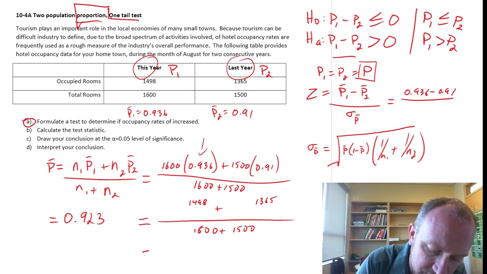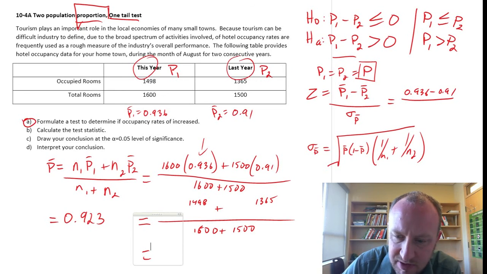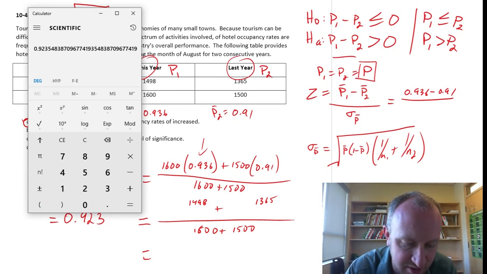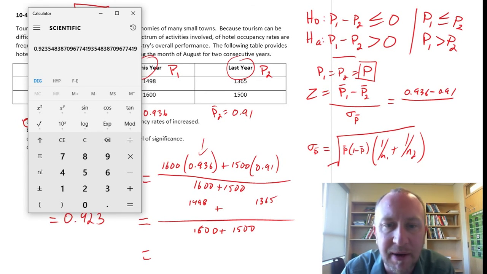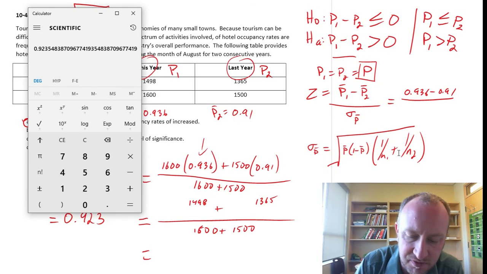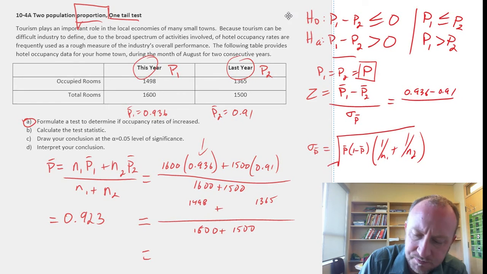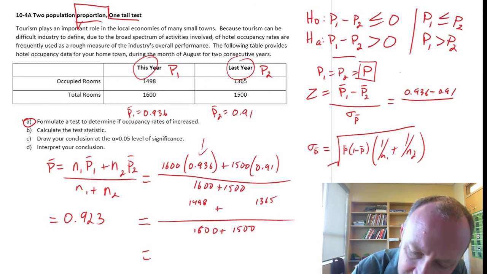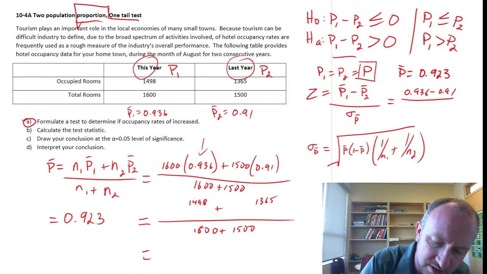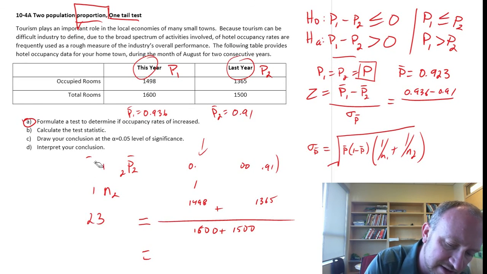Do I have room over here? Come down here. So again, this would simply be, and there might be some rounding error here, 1498 plus 1365 divided by 1600 plus 1500, and 0.923. There's a little bit of rounding error at the fourth decimal, but we get exactly the same number. So either way, whichever one is easier based on the information you've got is perfectly fine. So we've got our pooled estimator. I'm going to write that up here, 0.923. Okay, so now I'm going to clear myself some space.